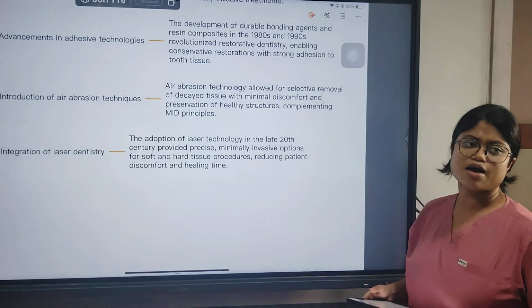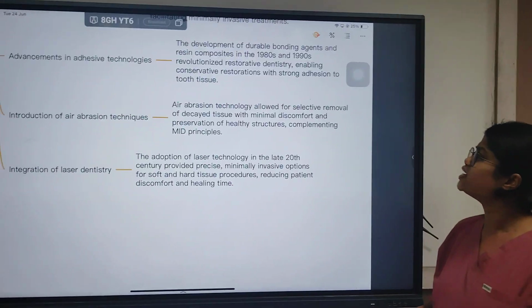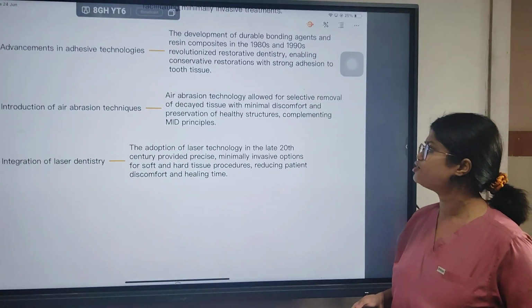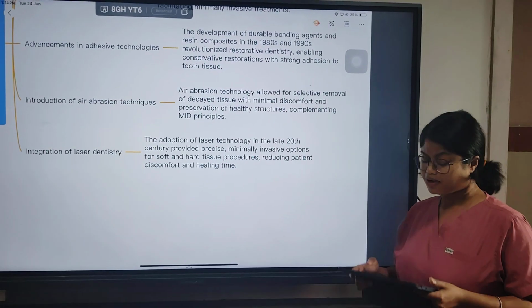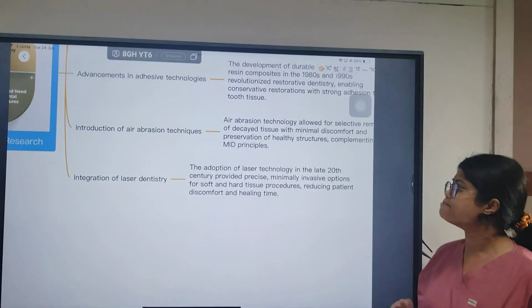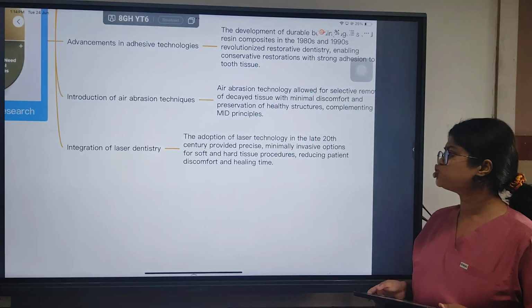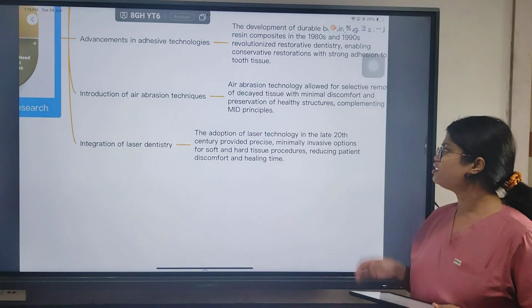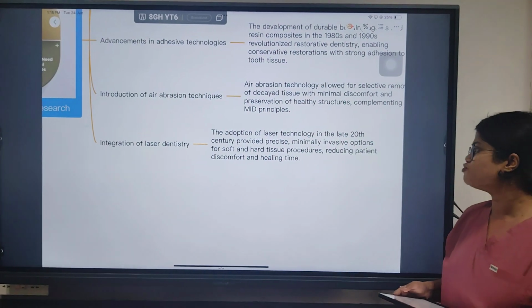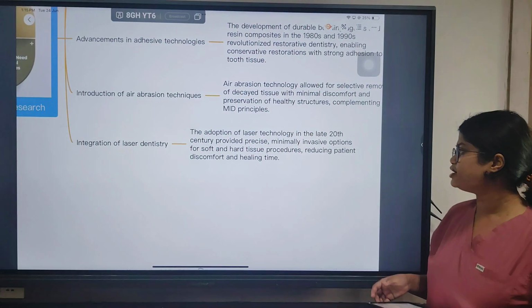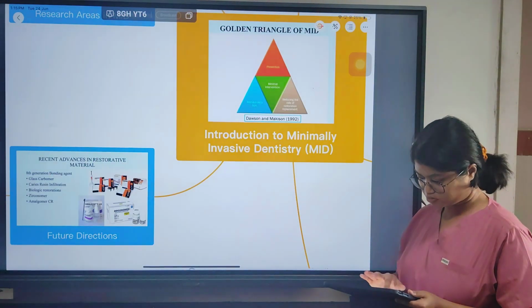The introduction of air ablation techniques was one of the major hallmarks, where it allowed for selective removal of decayed tissue with minimal discomfort and preservation of the healthy structures, complementing the MID principles, establishing the fact that these go hand in hand. There was an integration of laser dentistry, specifically in the late 20th century, to provide precise, minimally invasive options for soft and hard tissue procedures that reduce patient discomfort and healing time.